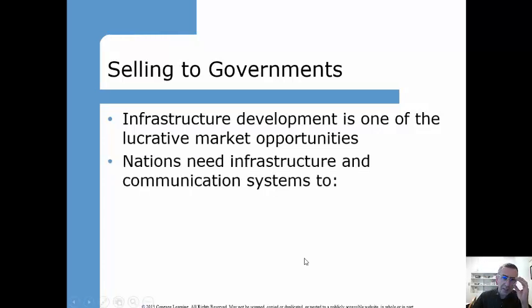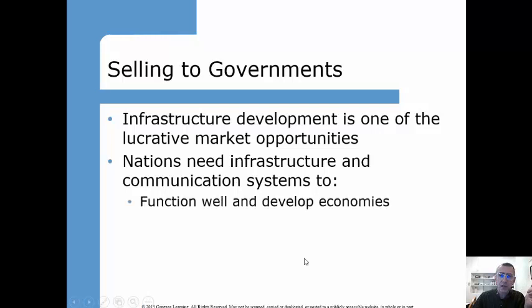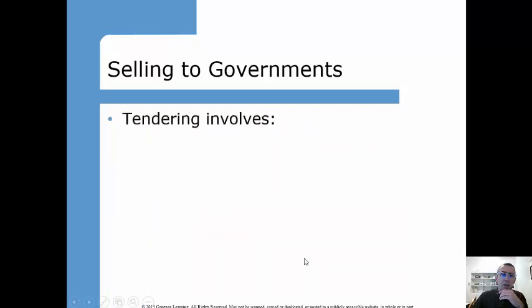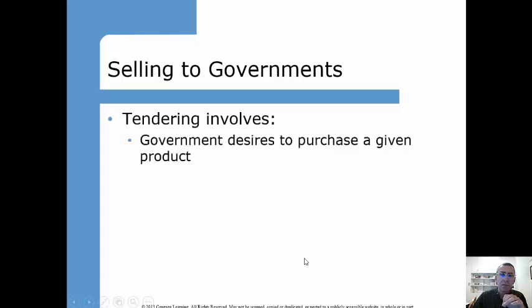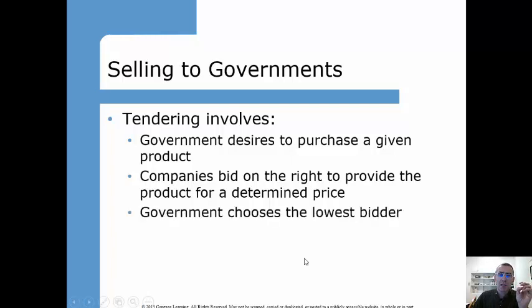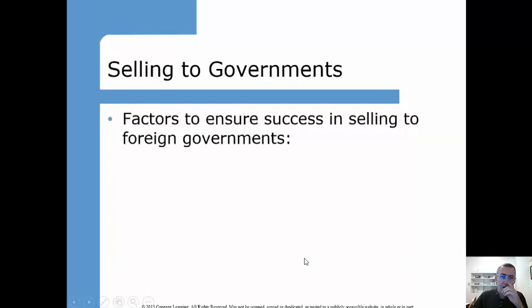And so again, nations need infrastructure and communication systems to function well and develop economies. Government procurement is the purchasing of products and services on behalf of a government agency, which helps with this infrastructure development. Tendering involves a government desire to purchase a given product. Companies bid on the right to provide the product at a determined price. They choose the lower bidder.